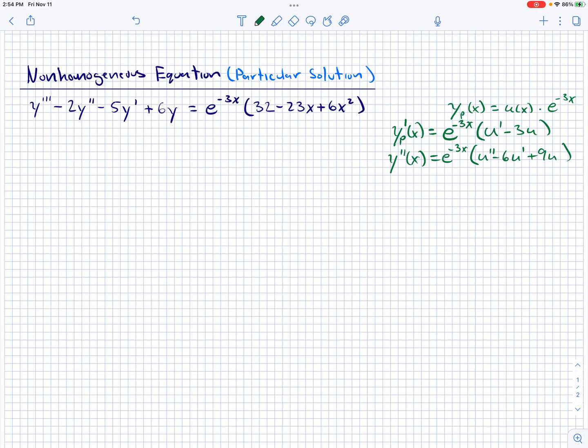And then similarly, for the third derivative, again using the product rule and then simplifying, you will end up with e to the negative 3x times u triple prime minus 9u double prime plus 27u prime minus 27u.